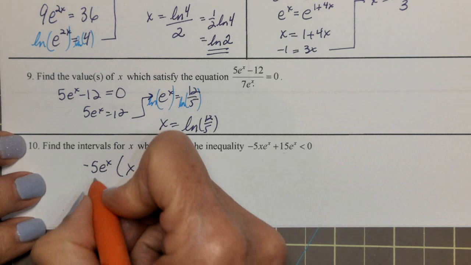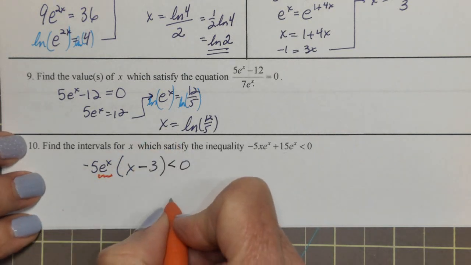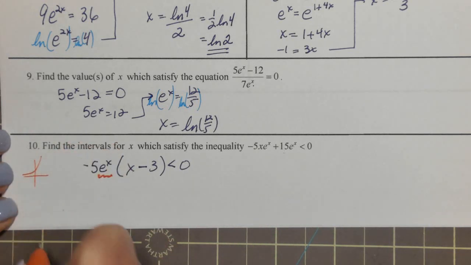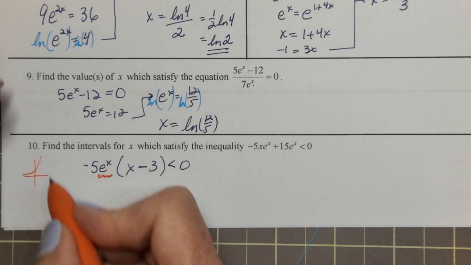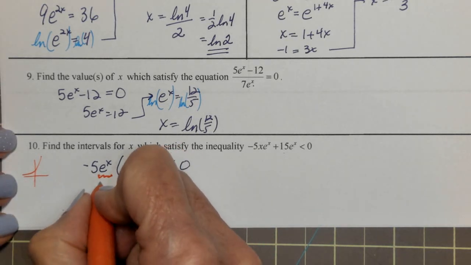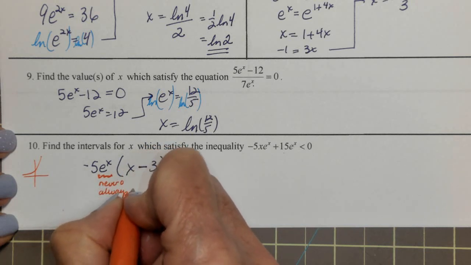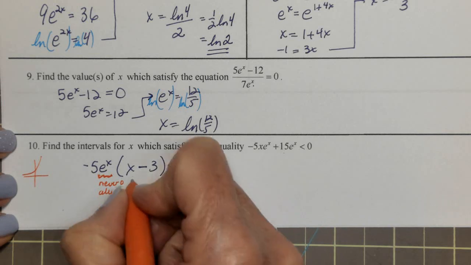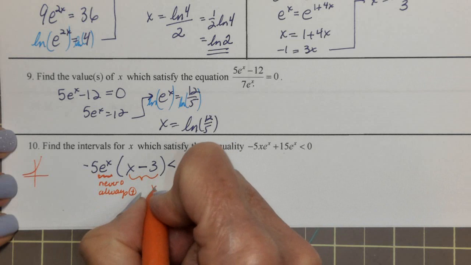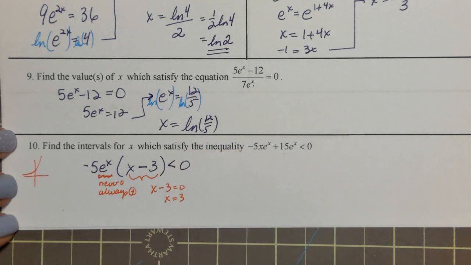Well, e to the x by itself can never be 0. Remember the graph of e to the x? It is never 0, and it's always above the x-axis. So never 0, always positive. x minus 3, though, can be 0. So x minus 3 is 0 when x is 3.